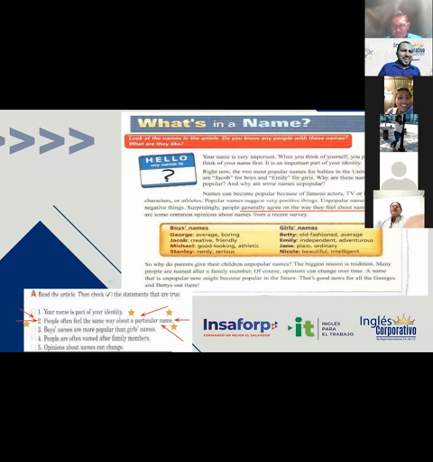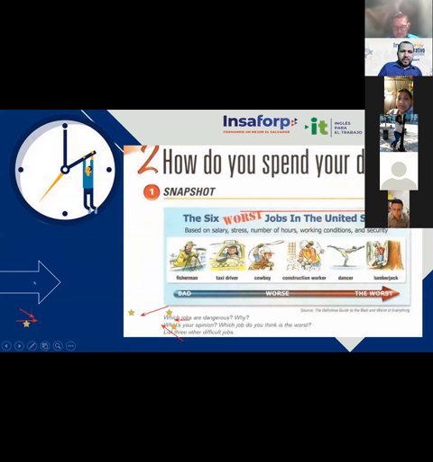So, yes, that's correct. So we're done with this. Very good comprehension for the reading. That was awesome. We're going to continue with the next part. So we're going to finish with this activity. Just a question. How do you spend your day? This is about, how can I tell you? Okay, this is about the 6 worst jobs in the United States. But this is just as an opening, right, of what we're going to be studying on the next class.